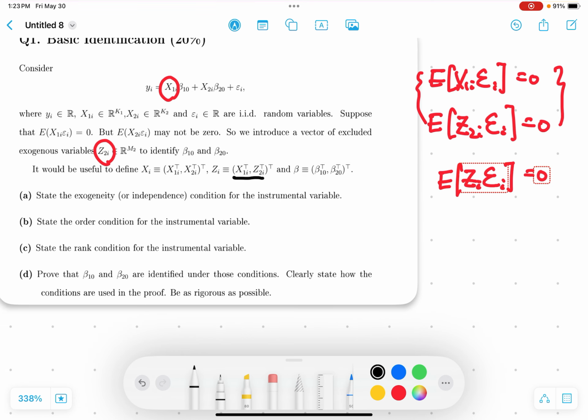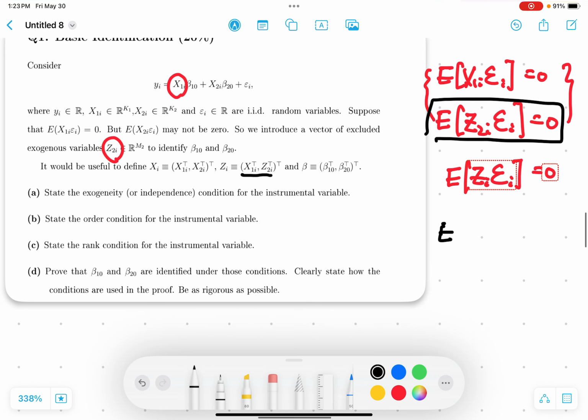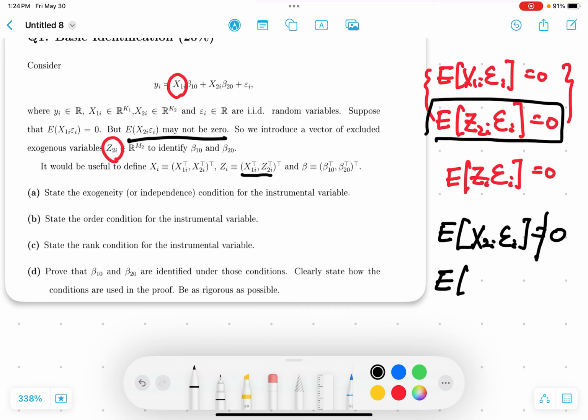So for example, I'm looking at your answers. If you write only this part, that is wrong. And of course, x2i epsilon i may not be 0. It is not 0, so this is obviously wrong. What else? We do not need this assumption. It is unnecessary, so that is wrong.